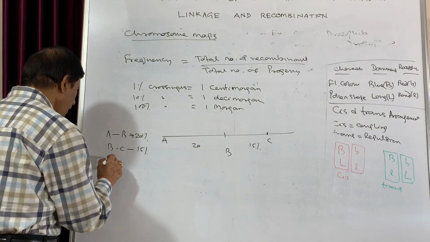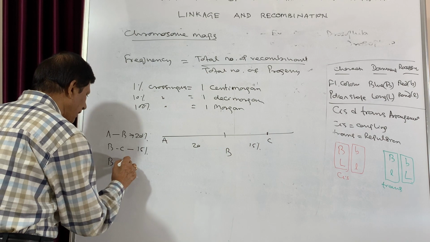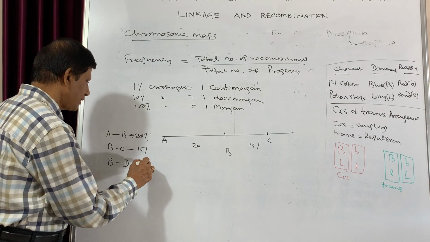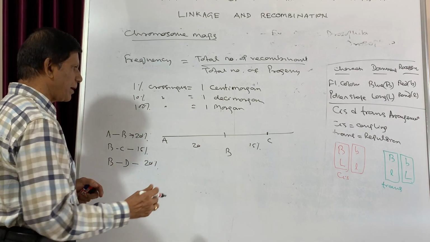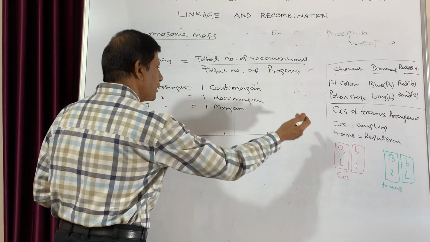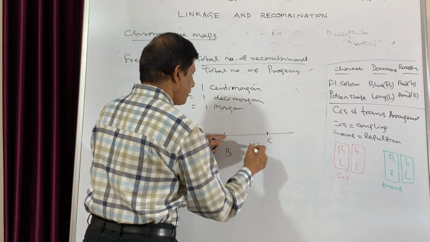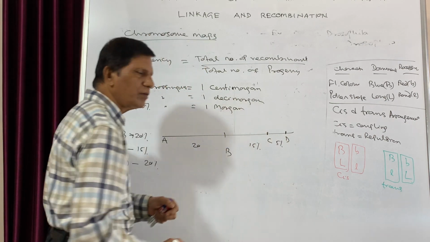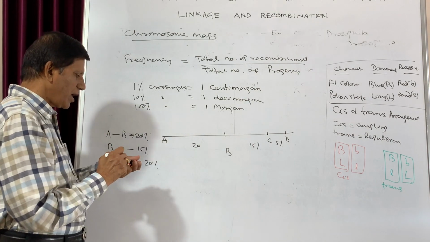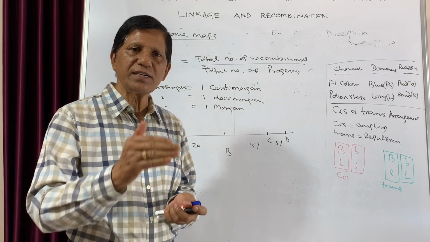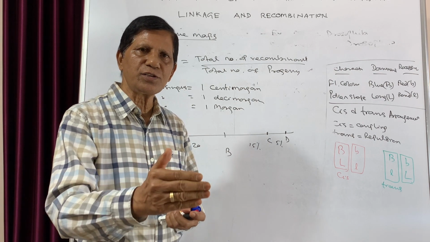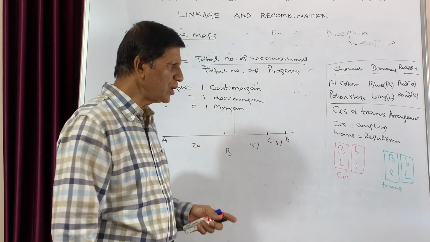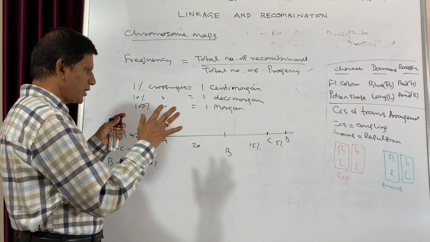Then suppose the crossing over percentage between B and D is 20%. That means from B, it will be 20%. So B up to C is 15%, which means here there will be D. That means between C and D, it is 5%. In this way, how the genes are arranged and which gene is present after which one, the sequence and their arrangement, is determined, which is known as a chromosome map. So this is how the chromosome map is constructed.